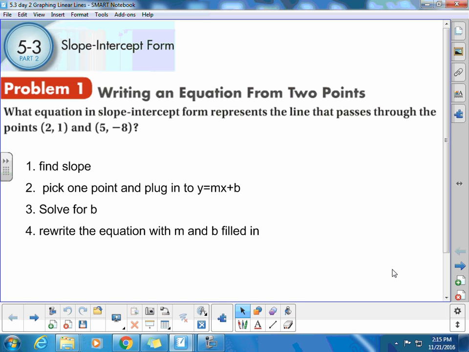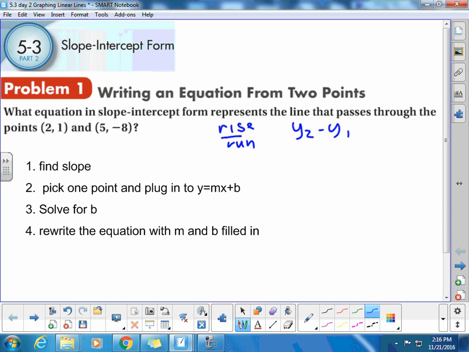It says find the slope. Step 1, how do I find slope? I know it's rise over run, or y2 minus y1 over x2 minus x1. So I'm going to plug those points in. Let's call this x2, y2, x1, y1.